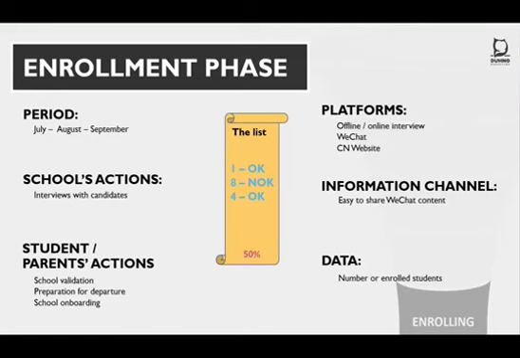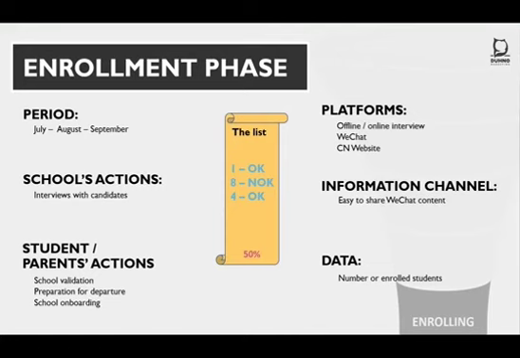So some of the schools at this level will have an interview process again to really give the good news, saying, okay, you are validated in our school. This is why we have validated you, why you are important for our school to come. In terms of parent and student action, after the school validation, they will be preparing for the departure. So the enrollment phase also has all the onboarding of the students into the school.